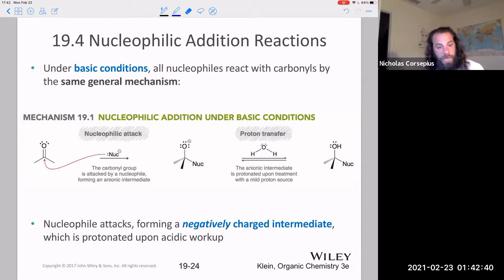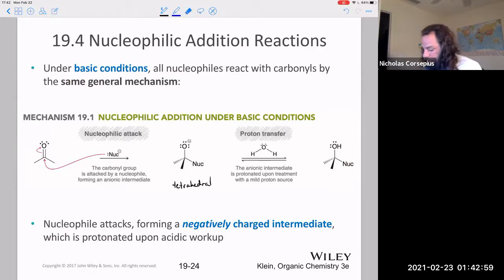And then what's going to have to happen, this pair of electrons is going to have to bump up because carbon's not allowed to have more than 4 bonds. Okay, this gets us this. We go from our trigonal planar to our tetrahedral. This is another sort of sign of these reactions here. We have our tetrahedral intermediate.